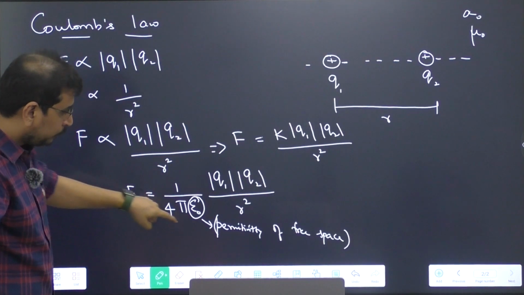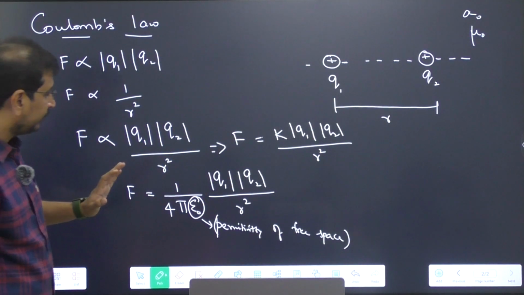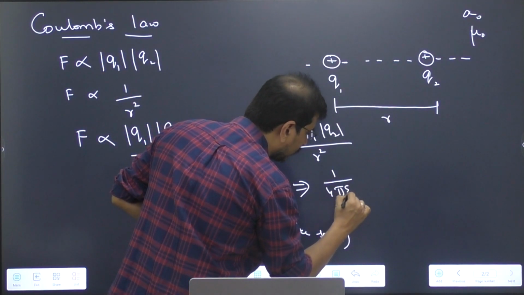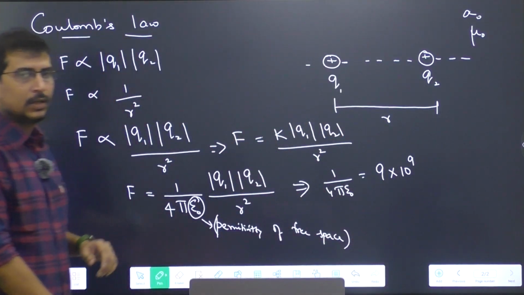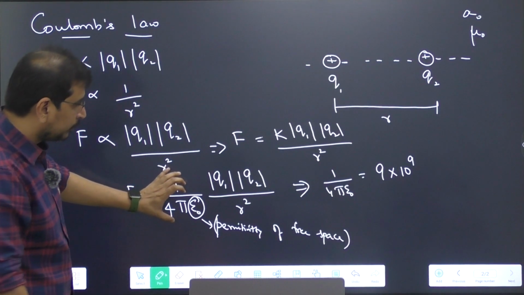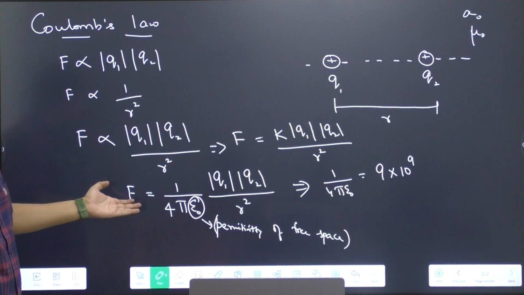Now, this 1 by 4 pi epsilon naught has a value which is already calculated. We need not break our heads. It is 9 into 10 power 9. Now I want you to check the units and tell me. 1 by 4 pi epsilon naught value is 9 into 10 power 9. What do you think will be the units? Look at it.